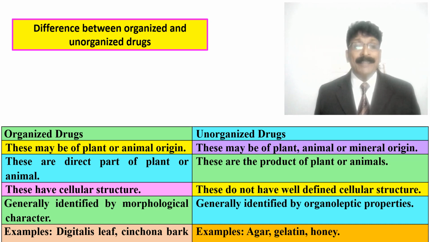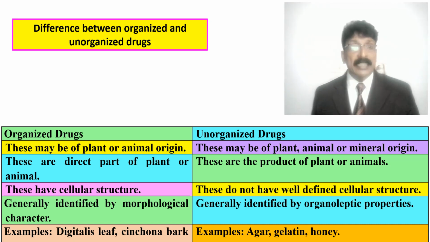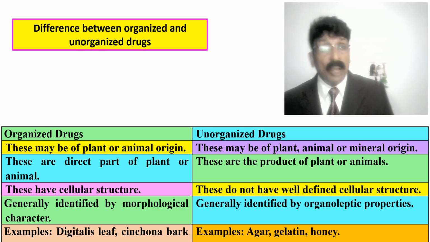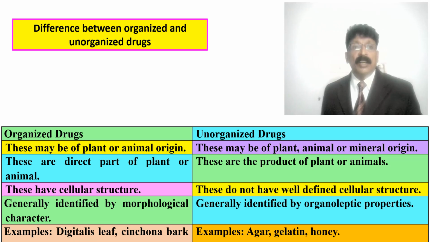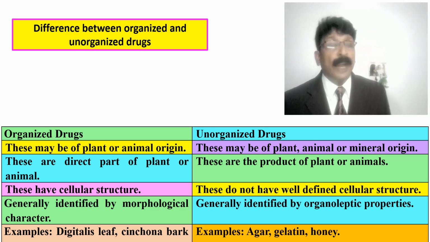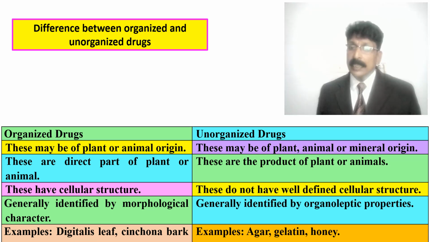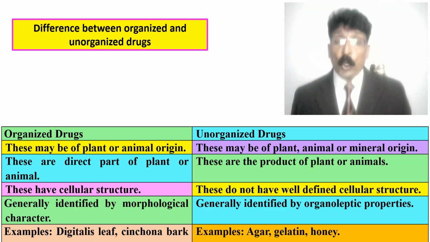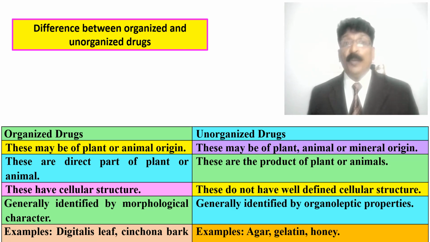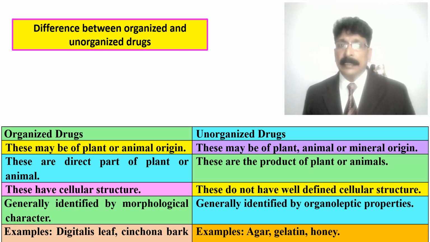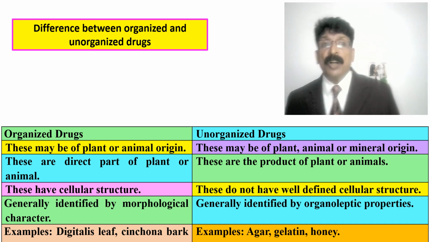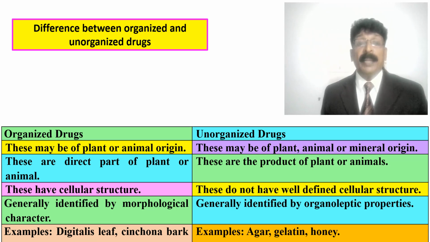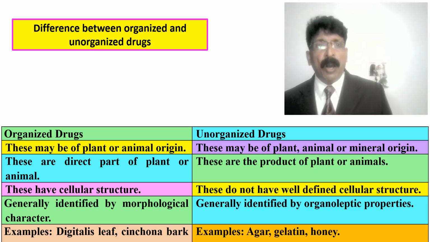Organized drugs have cellular structure. Unorganized drugs do not have well-defined cellular structure. Organized drugs are generally identified by morphological characters. Unorganized drugs are generally identified by organoleptic properties. As we know, we have discussed organoleptic characters: the color, odor, taste and the shape or structure of the particular substance can be given as an identification test for unorganized drugs.